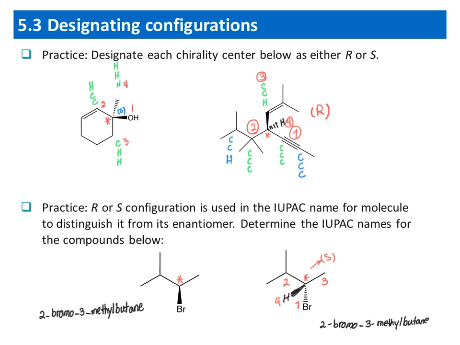And to name the molecule, what you need to do is put the S configuration before the name of the molecule. Now for the other one, as I said, they are enantiomers, so I don't need to do any assigning. I automatically know that this is going to be R isomer because they are enantiomers.